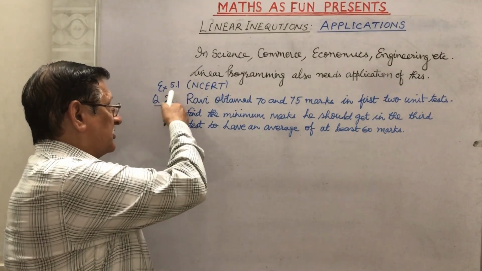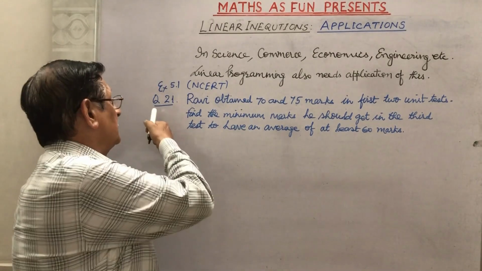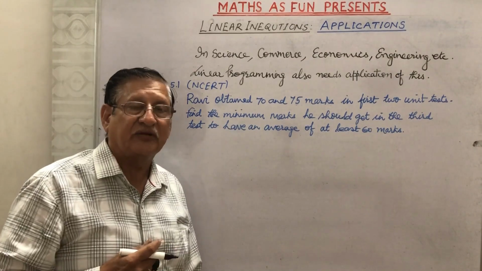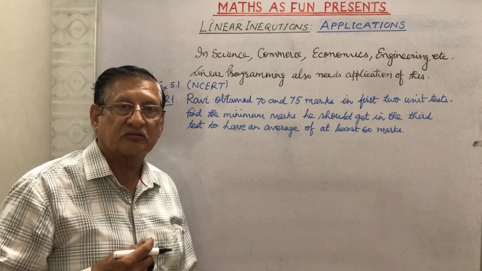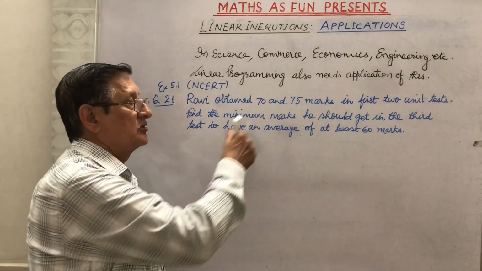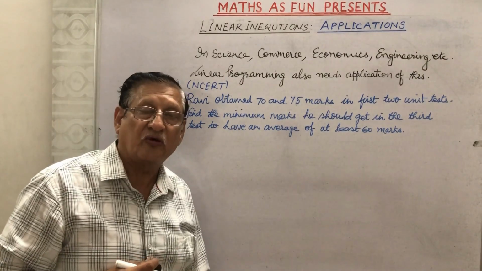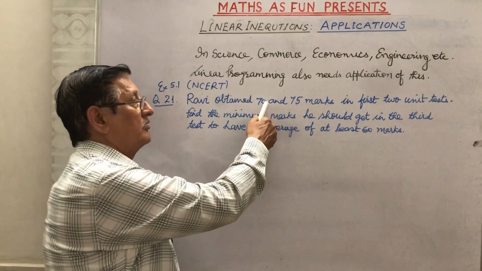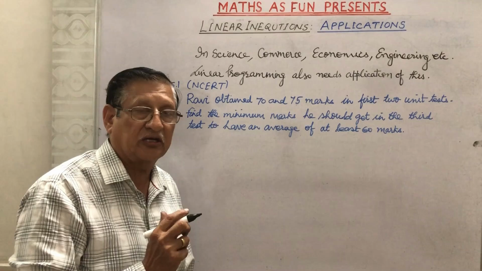Like exercise 5.1 of NCERT, question number 21. Ravi obtained 70 and 75 marks in the first two unit tests. Find the minimum marks he should get in the third test to have an average of at least 60 marks. We have been given the marks scored by him in the first two tests.